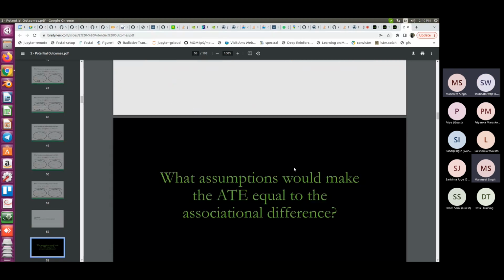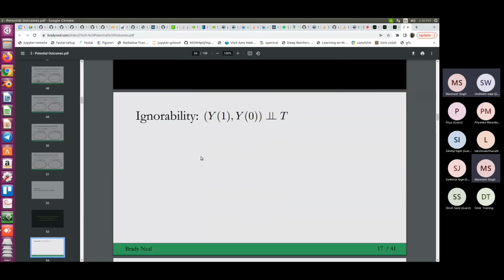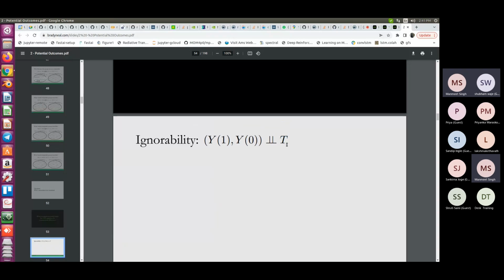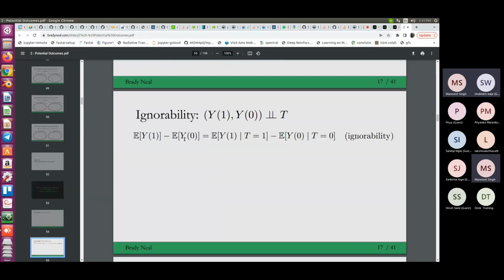So what assumptions would make the average treatment effect equal to the associational difference? One is ignorability. So your potential outcome, given the treatment 1 or given the treatment 0, should be independent of the treatment. So the assignment of the treatment should not depend on the outcome. For example, if a person has a headache, only then you will give medicine to that person, right? You won't give medicine to a person who doesn't have a headache. So in that case, we won't follow this ignorability assumption. But for causal inference, this is an assumption that you have to make, this assumption of ignorability.